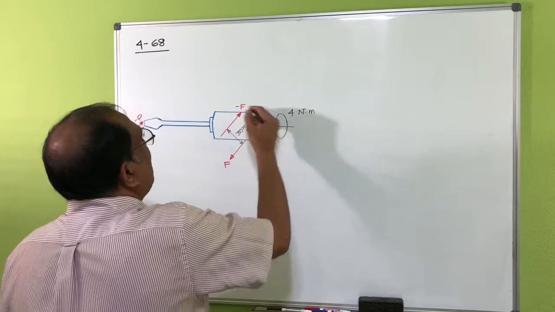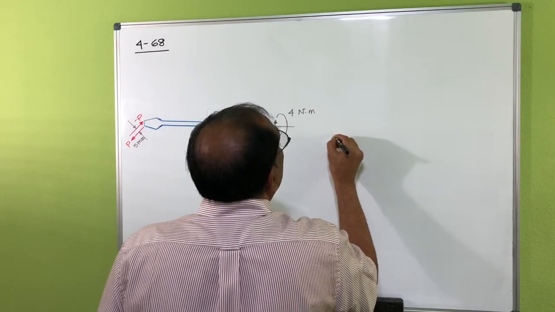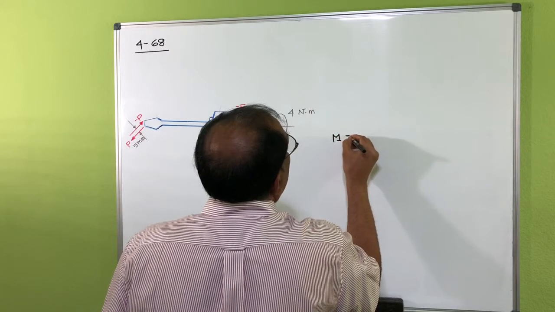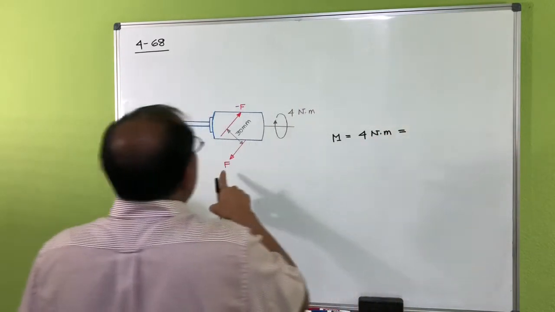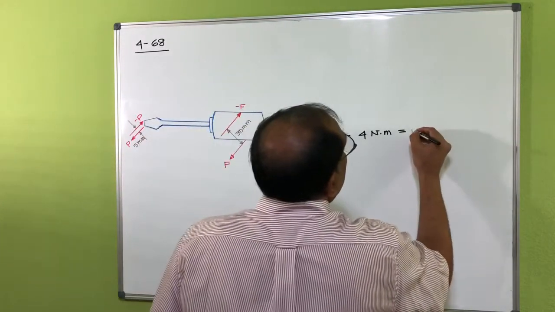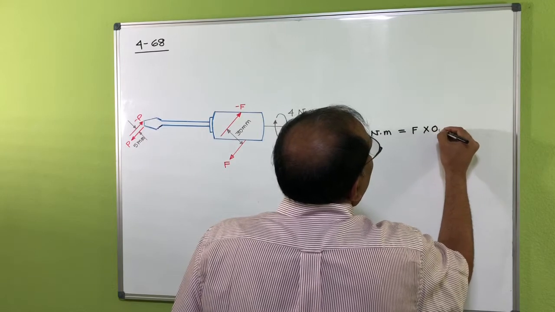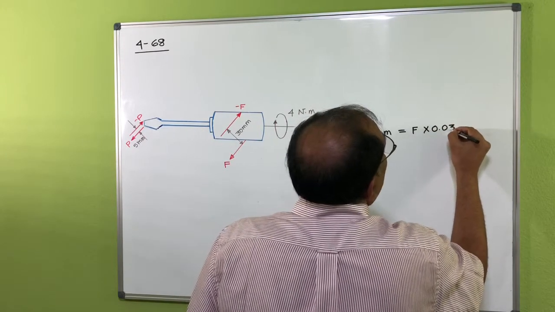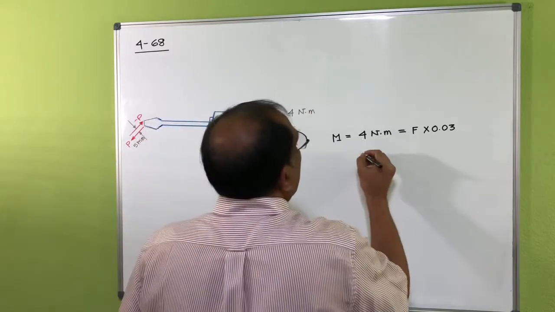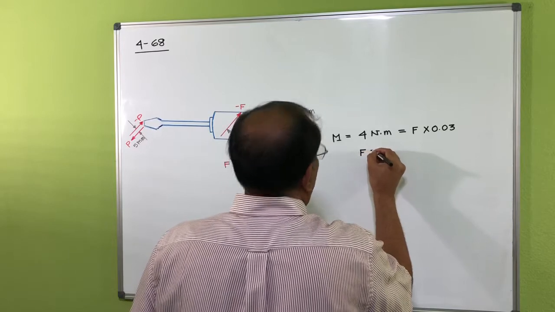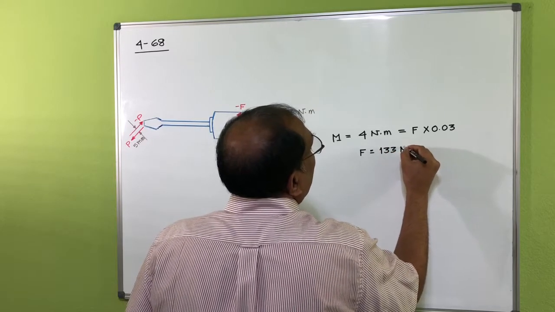So to do that, if you think about here, then basically your moment or torque, whatever you say, this one is 4 Newton meter, which is actually F multiplied by the distance here. So this is F multiplied by 0.3. That's converted from millimeter to meter, because this one here is in meter. So you can see that your F would be equal to 133 Newton.